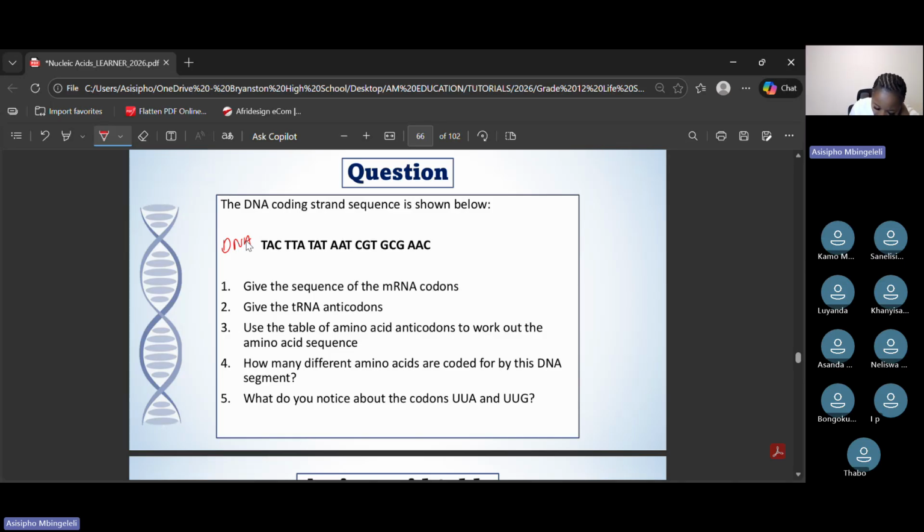Okay, messenger RNA codons. This will be U. Wow, what a day. Can't be you. I'm trying to erase. Chances are the screen will become blank on your side. Okay, that's fine.